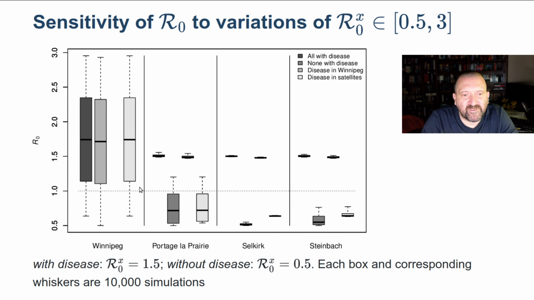But when I change the R0 in Portage la Prairie, there are a few instances, not a lot, where the change in R0 in Portage triggers a change of situation in the entire system. So for instance, if you look at this one, the system has none of the patches with disease. And despite this, when I'm changing R0 in Portage from 0.5 to 3, there are instances where the whole system, the global R0, becomes larger than 1, whereas Winnipeg and the other two locations have R0s less than 1, equal to 0.5.